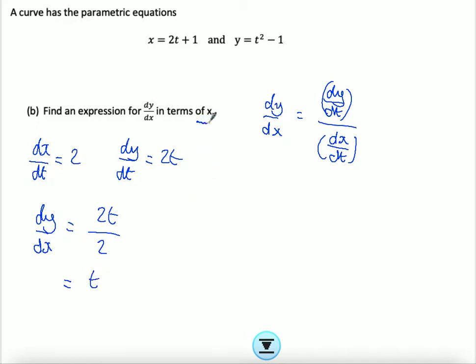Sometimes it will sneakily put something like this in. So we want our answer in terms of x. So we need to then make t the subject in this equation. So x subtract 1 over 2 is equal to t. Therefore, dy by dx is equal to x subtract 1 over 2. Now, normally it will say in terms of t, but I thought I'd point out a problem where it doesn't do that. Right, so what else are we asked to do with differentiation?